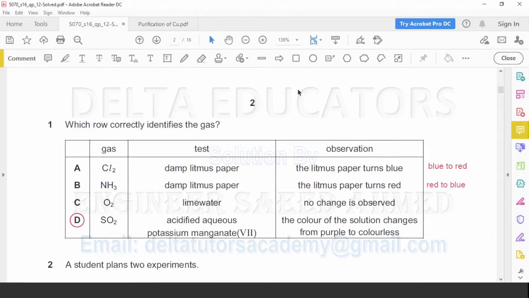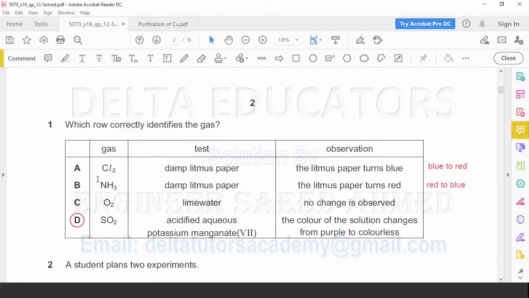Question 1. Which row correctly identifies the gas? Option A. Gas is given chlorine, test is given damp litmus paper, and the observation the litmus paper turns blue. Chlorine is acidic in nature. Acidic gases turn blue litmus paper to red, so option A is incorrect.